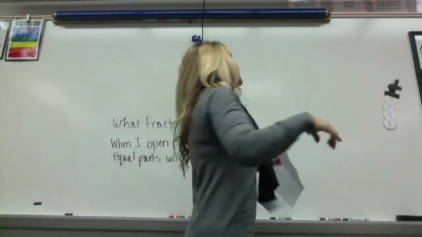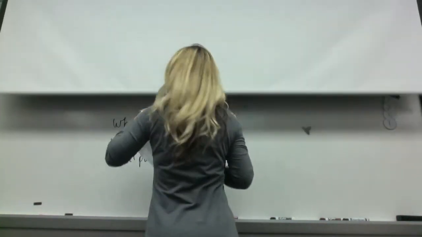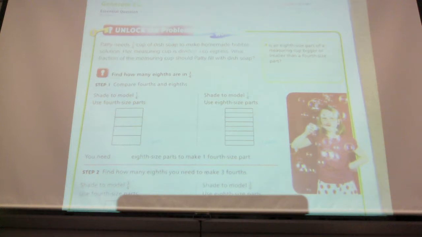So go ahead and open your book to 6-2. Patty needs 3/4 cup of dish soap to make homemade bubble solution. Her measuring cup is divided into 8ths. What fraction of the measuring cup should Patty fill with dish soap? So she wants to make bubble solution. She knows she needs 3/4 of a cup, but she doesn't have a way to measure that. So she wants to know, how can she do this? How can she do it with her 8ths measurements?